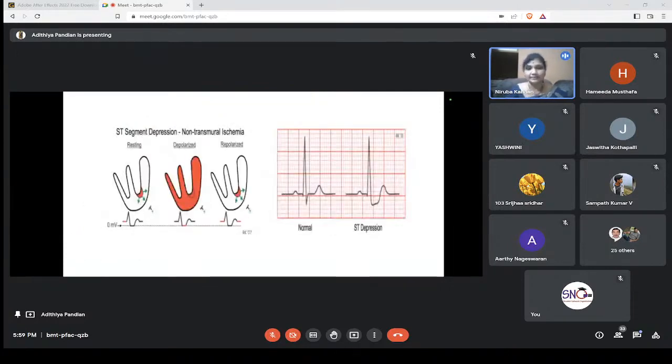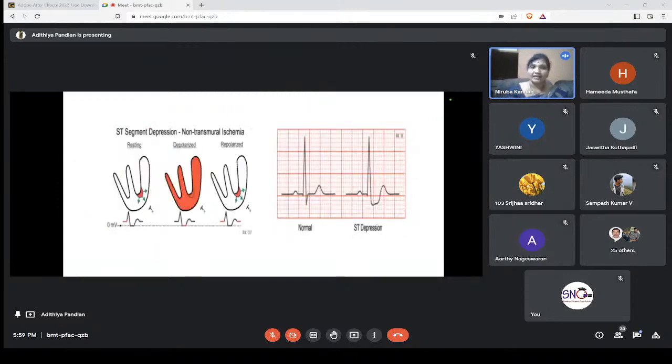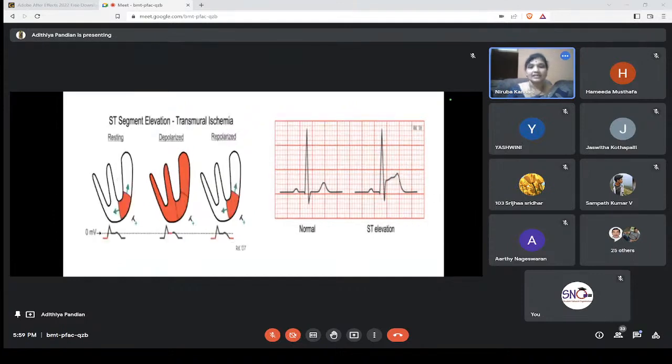So ST segment depression is seen in ischemia. ST segment elevation, you say in infarction. Infarction is when from the subendocardium to epicardium, the entire area is damaged. If only a small area of the endocardium is getting affected, then you get ST segment depression. You can see in the ECG also. When the entire part from epicardium to endocardium is damaged, then you get an elevation.